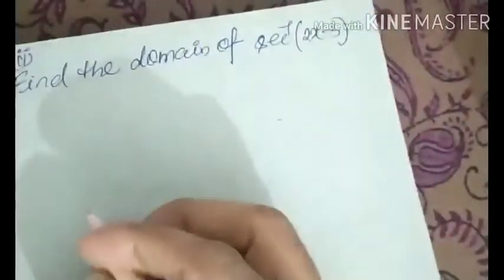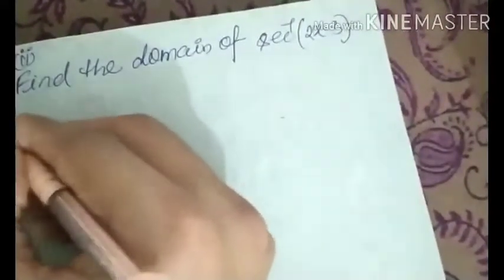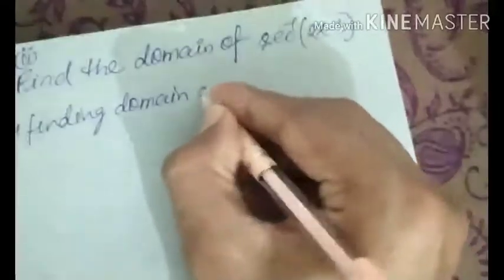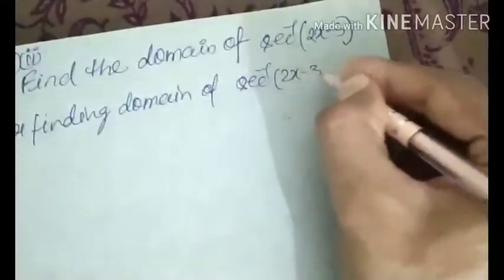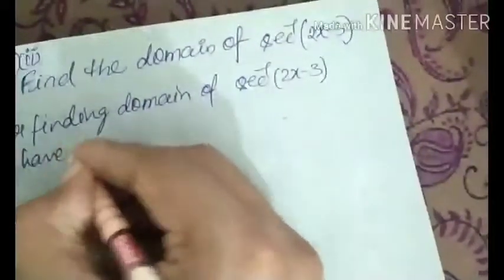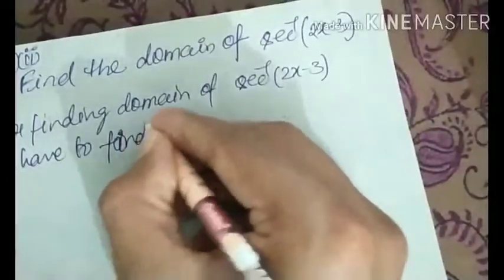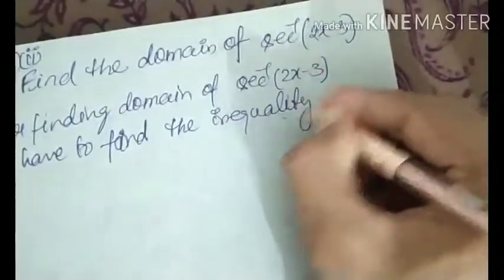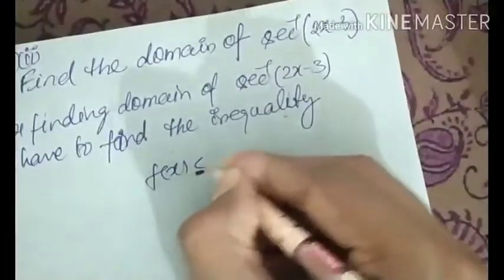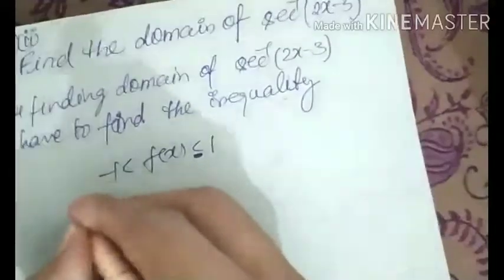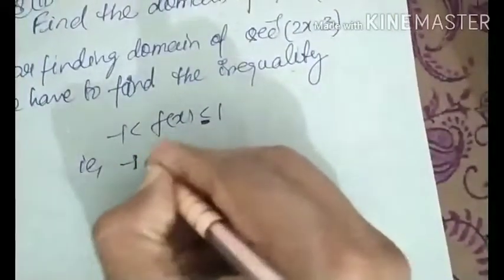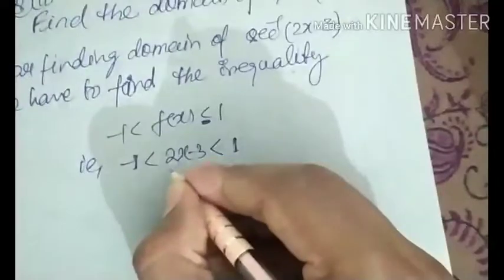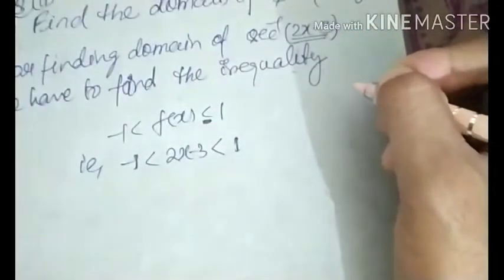This is our question. First of all, for finding the domain of sec inverse 2x minus 3, we have to find the inequality f(x) is in between -1 to 1, that is -1 less than 2x minus 3 less than 1. This is our function f(x), 2x minus 3.